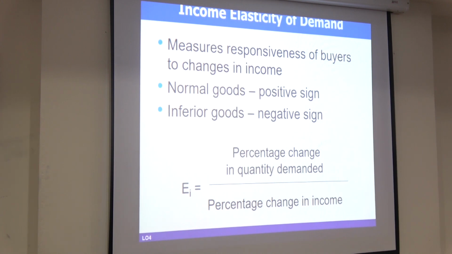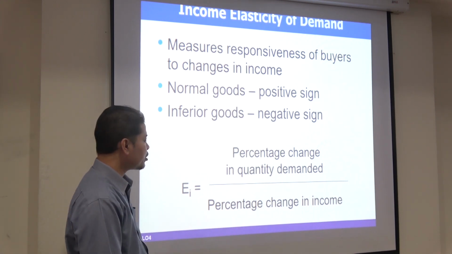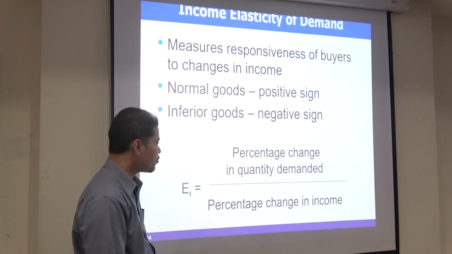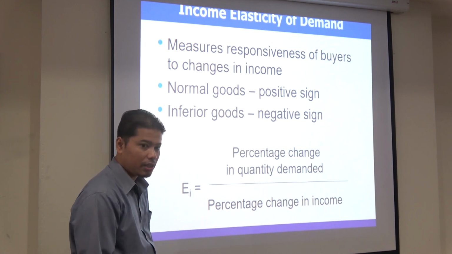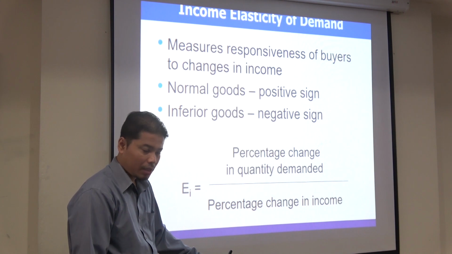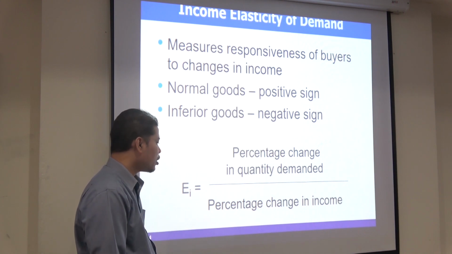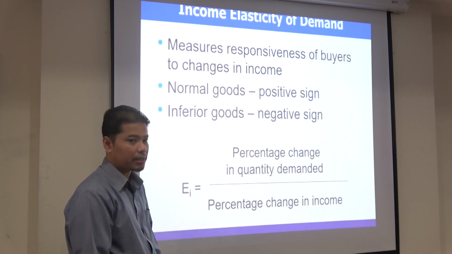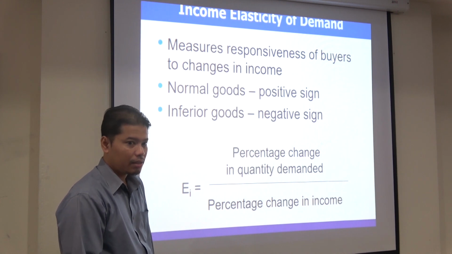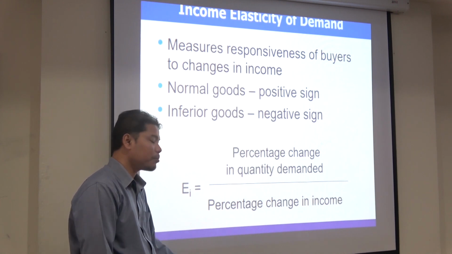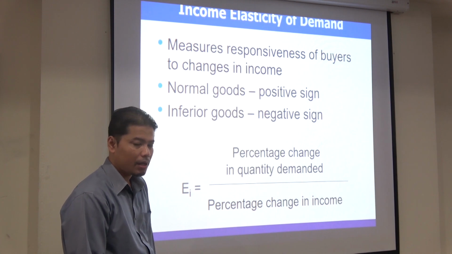By using this, we are able to differentiate between two kinds of products: inferior goods, negative sign, and normal goods, positive sign. So the income elasticity of demand basically measures consumers' responsiveness to the change in their income in relation to their decision to purchase a particular product. So let's say your income increased by 10%.